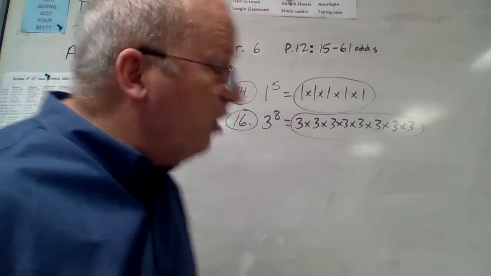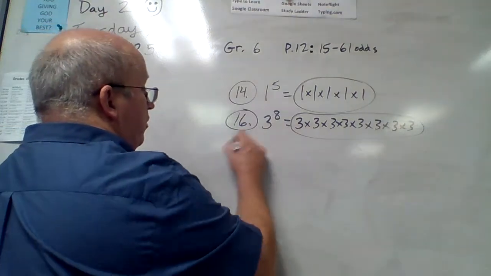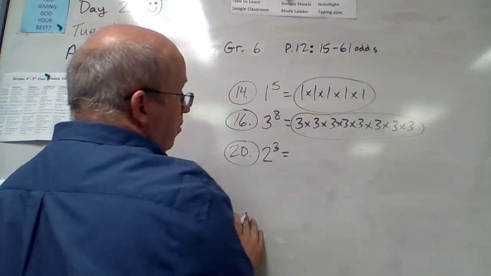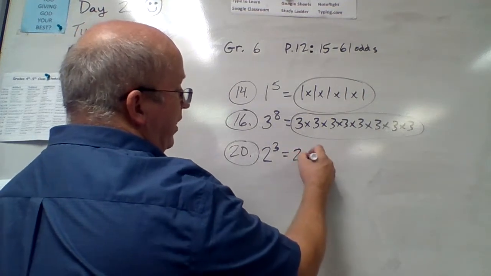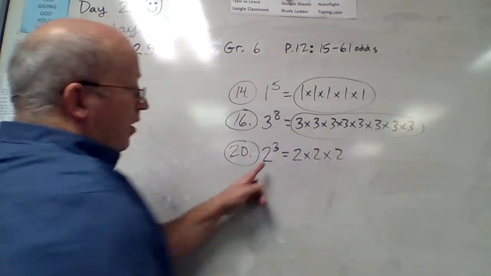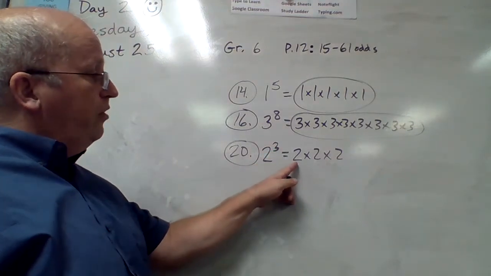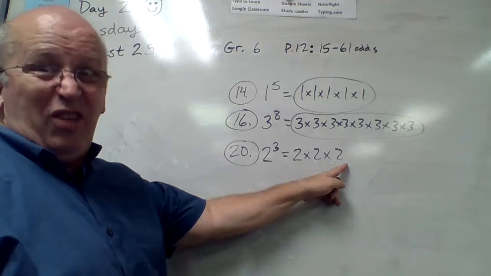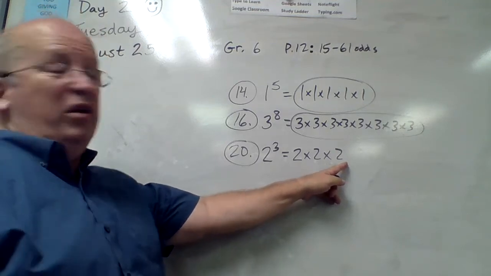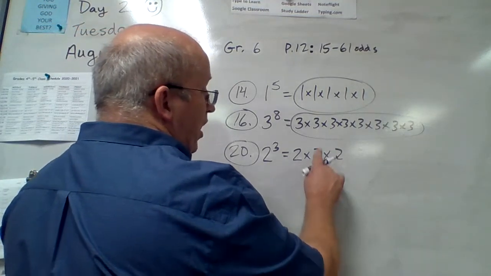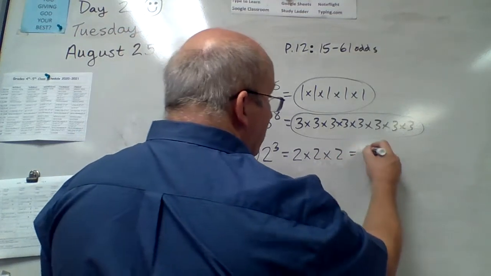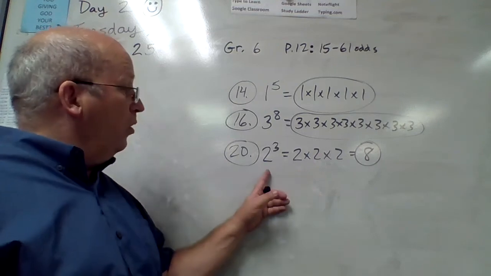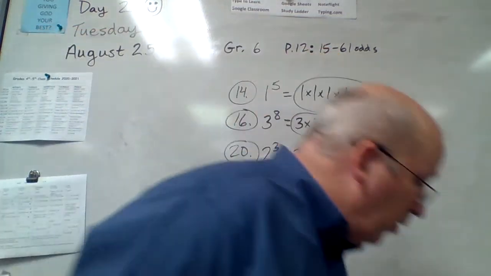Let's go on to number 20. 20 says evaluate. Uh-oh. 20 says evaluate, and 20 says 2 to the 3rd power. So how do I do that? Well, first I'm going to write it like this. Because it's 2 to the 3rd power, I write the number 2 3 times, and then I'm going to multiply those together. So this time I do have to do the solving of it. 2 times 2 is 4, and 4 times the last 2 is 8. That one's pretty easy, isn't it? 2 to the 3rd power is the same thing as the number 8.